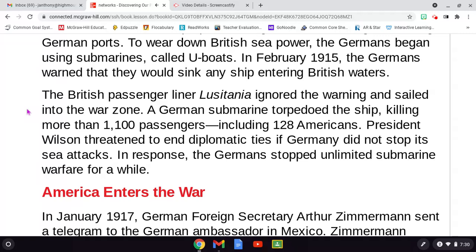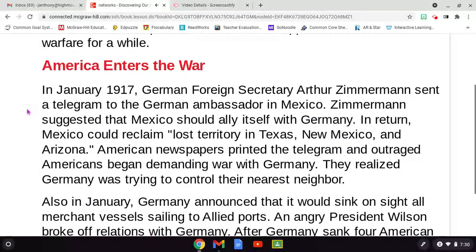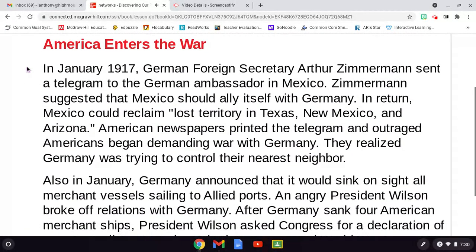America enters the war. In January 1917, German Foreign Secretary Arthur Zimmermann sent a telegram to the German ambassador in Mexico. Zimmermann suggested that Mexico should ally itself with Germany. In return, Mexico could reclaim lost territory in Texas, New Mexico, and Arizona. American newspapers printed the telegram, and outraged Americans began demanding war with Germany. They realized Germany was trying to control their nearest neighbor.